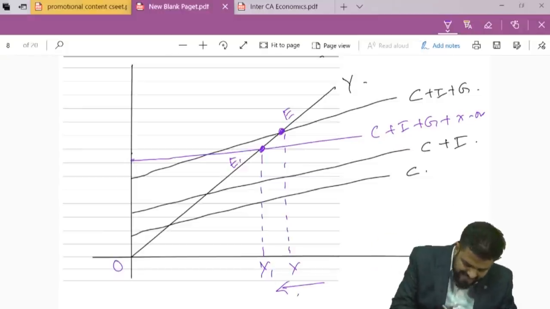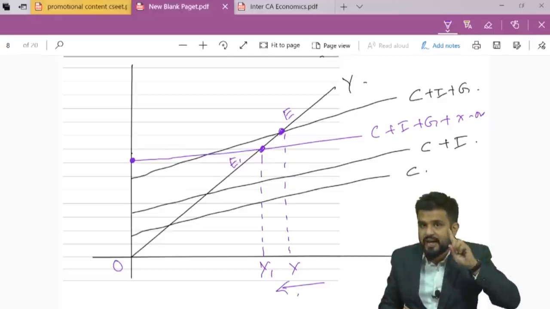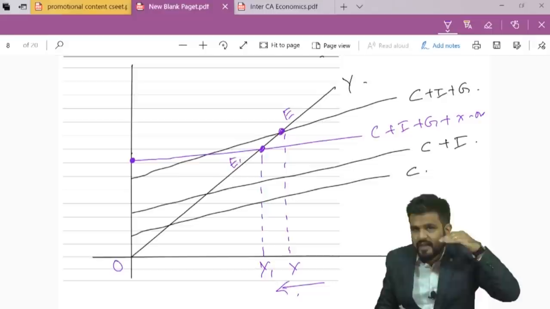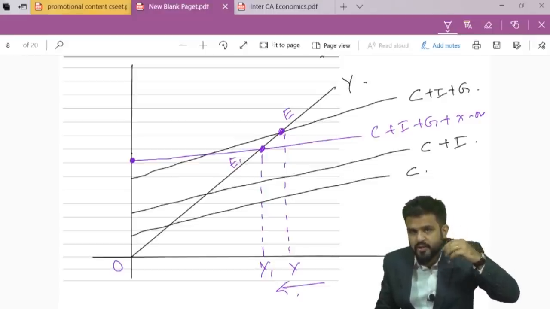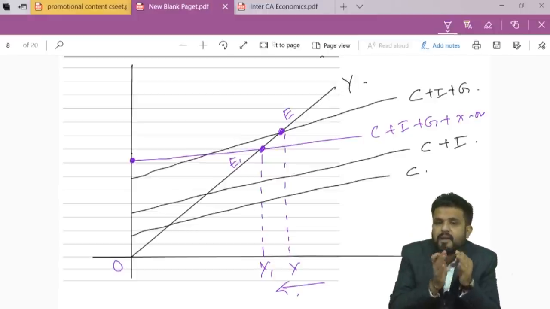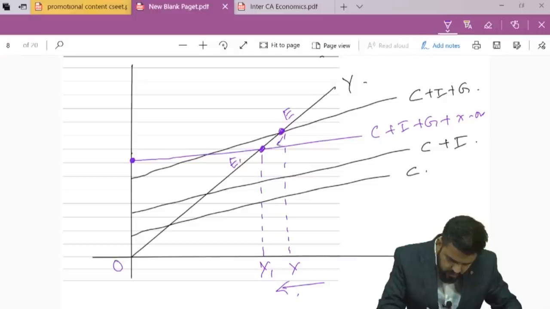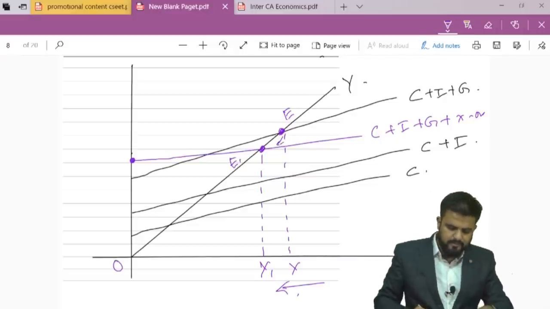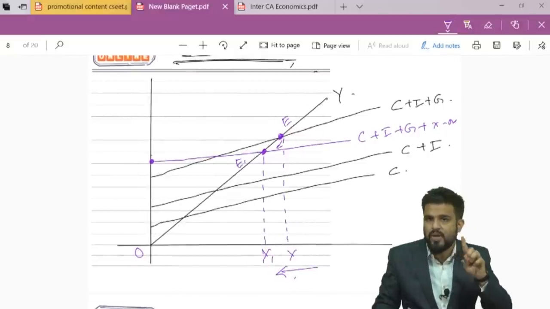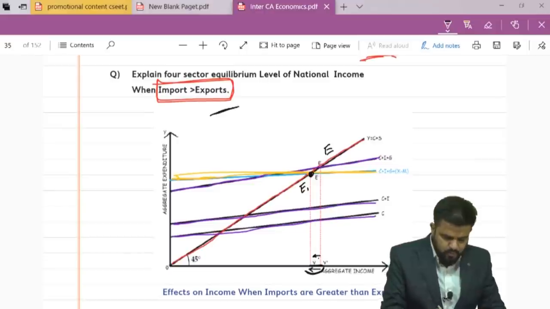So see to it, the intercept should be above C plus I plus G line. The purple line should start from above. Intercept should be above C plus I plus G. Only thing is, it will become a little flatter. It will cut income line below its original equilibrium. So something like this you need to draw in the exam, but if they ask, only then you will touch. Precisely, they will mention imports more than exports.